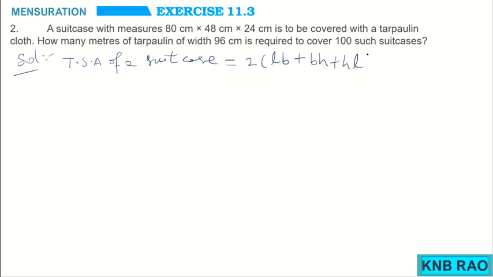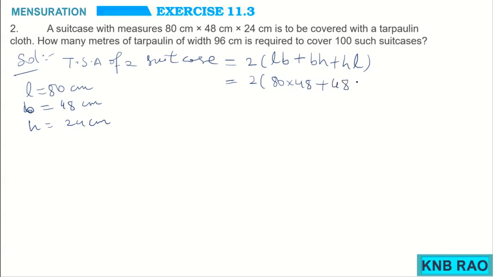where L is known to us as 80 centimeter, B is 48 centimeter and H is 24 centimeter. On substitution, we have 2 times (80 into 48 plus 48 into 24 plus 24 into 80).